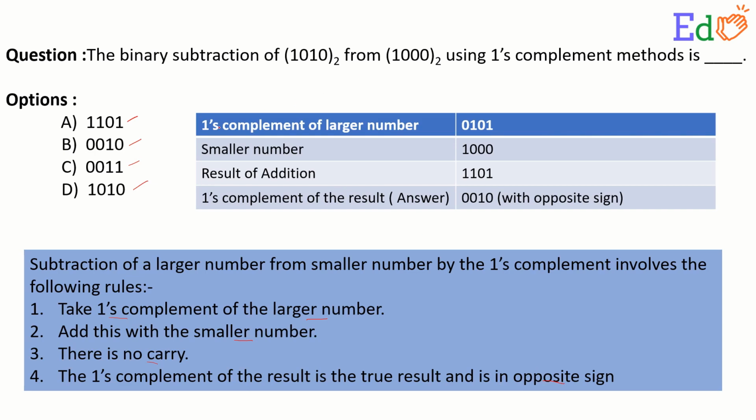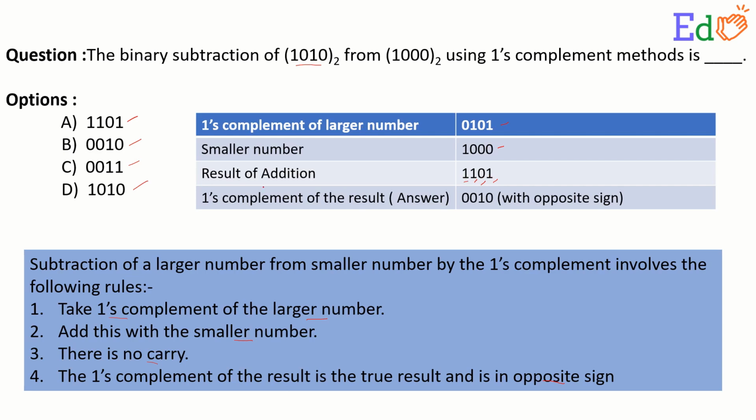So first we shall take the 1's complement of the larger number. The larger number here is 1010. So the 1's complement is 0101. Then we take the smaller number 1000 and add it. So after addition we get 1 in the first place, then 0, then another 1, then we get another 1. So the answer is 1101 for this addition.